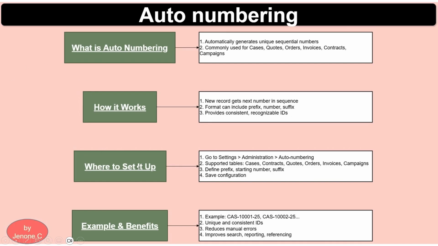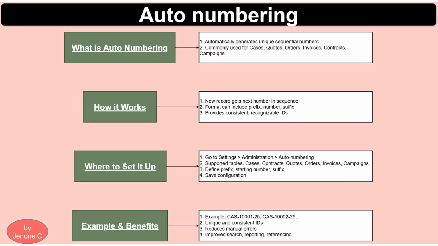Okay, and then we can set up this auto numbering in two ways. One is by going to advanced settings, administration, and then auto numbering. There is another way from Power Platform Admin Center as well. After going to Power Platform Admin Center, we need to go to environment settings, and then we can set up this auto numbering feature.